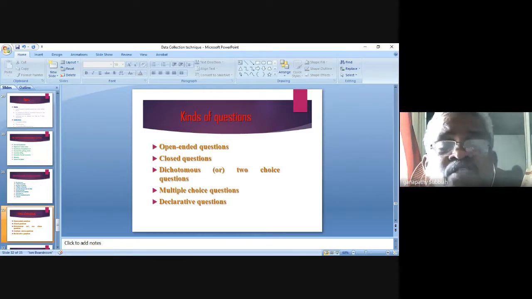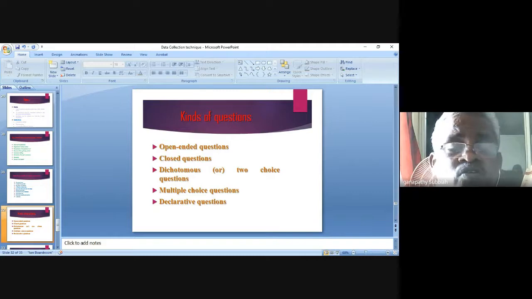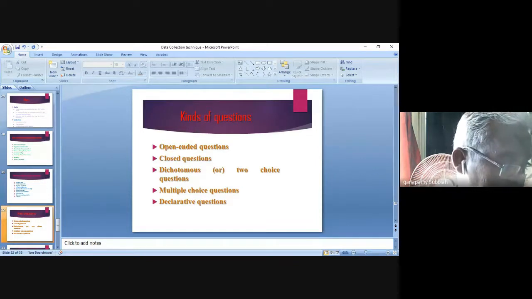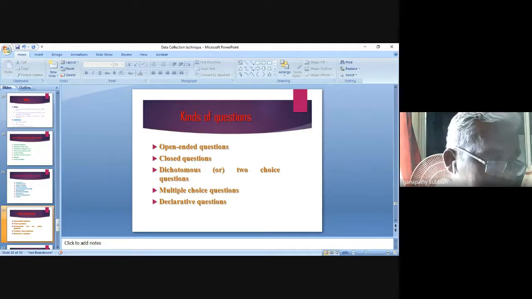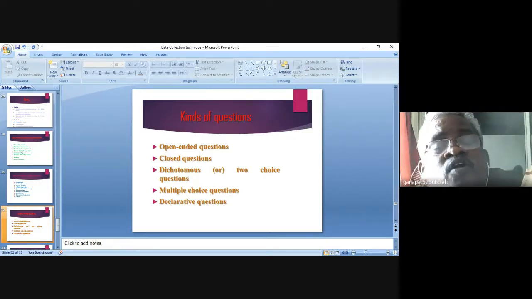The next one is multiple choice questions. Multiple choice questions contain more than two alternatives. A number of alternatives are given in a single question. That is a multiple choice question in a structured questionnaire. For example, mention the purpose for which you use your mobile phone.